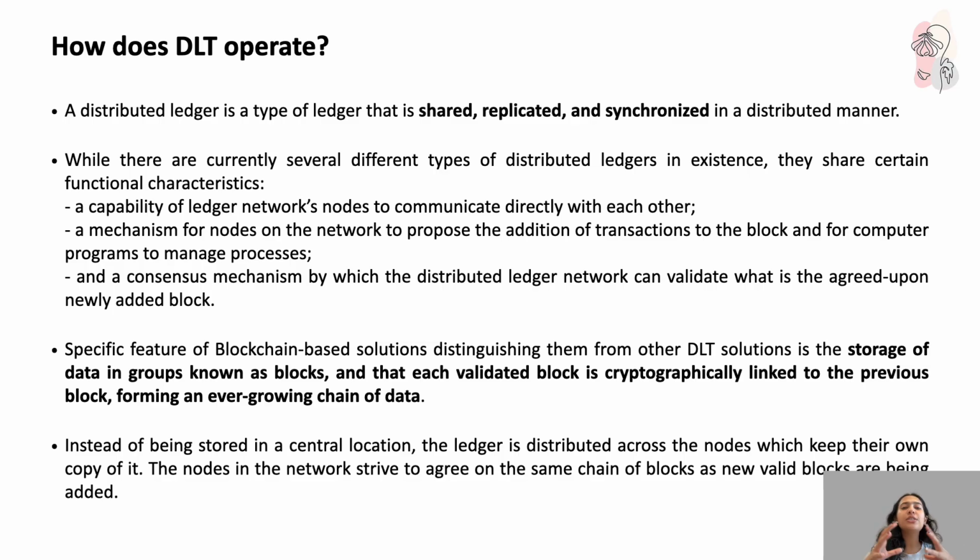First, the nodes in the network can talk to each other directly. There's no middleman; every participant is part of the communication. Second, when a transaction needs to be added, nodes propose it. Special computer programs then help manage this process, making sure that the proposal is structured and ready for validation.